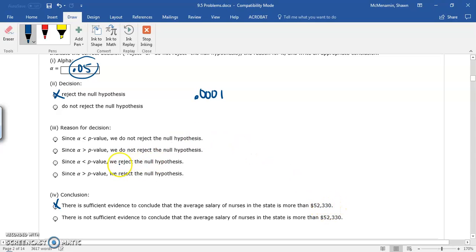And we want to reject the null. So it's one of these, because it's definitely not one of these. Our decision was to reject. Now to determine which one it is, your alpha was 0.05, your p-value is 0.001, and 0.05 is greater than 0.001, so this is going to be our answer.